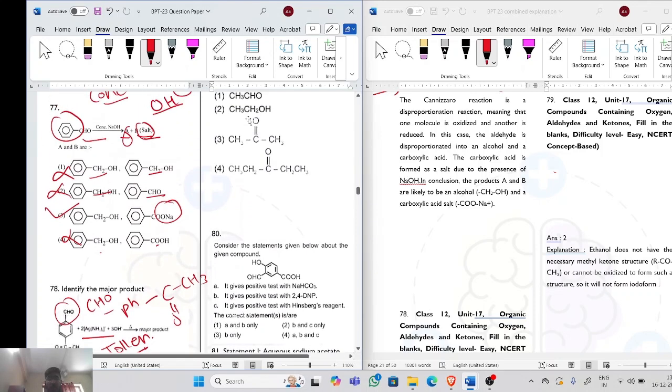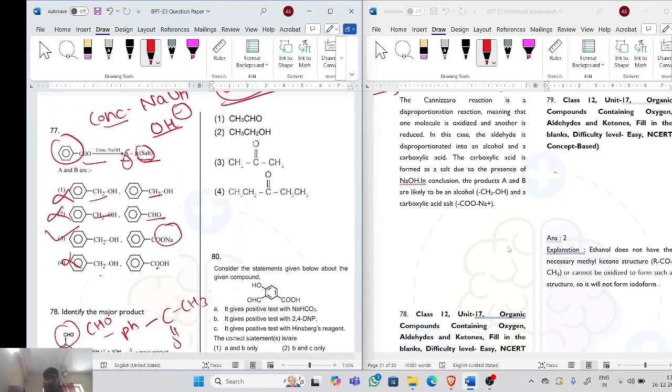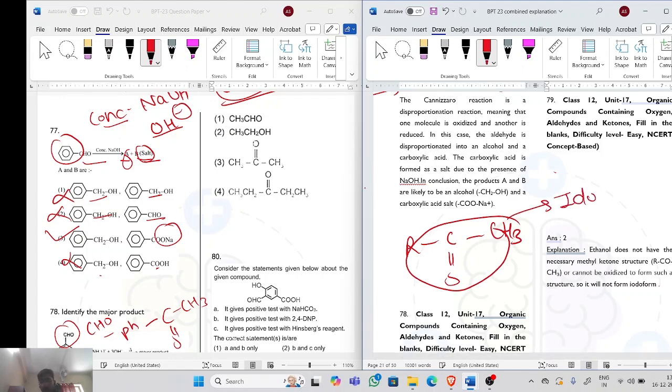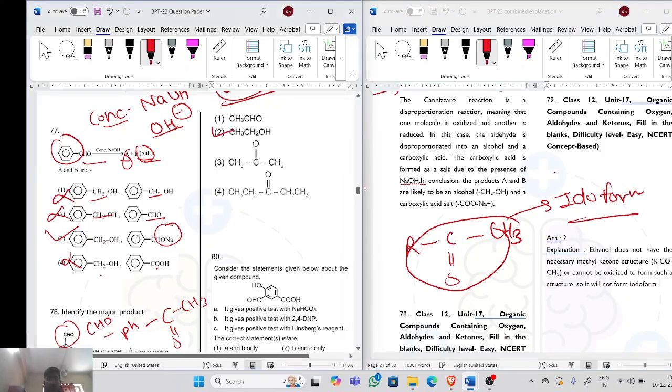Here are the four options, and we know what is most required for the iodoform reaction. The required thing is the RCO and then CH3 group. If this group is present, then the iodoform reaction will take place. So we will check in which option this group is not present. Clearly we want a ketone here, and in option number 2 we have alcohol, not ketone. So option number 2 will be our correct answer.